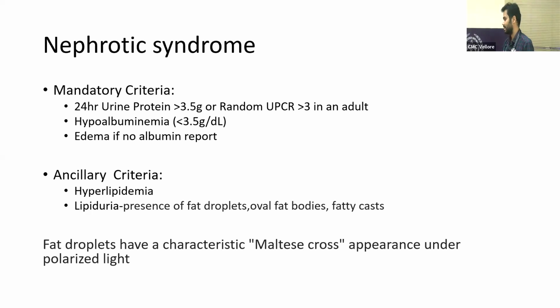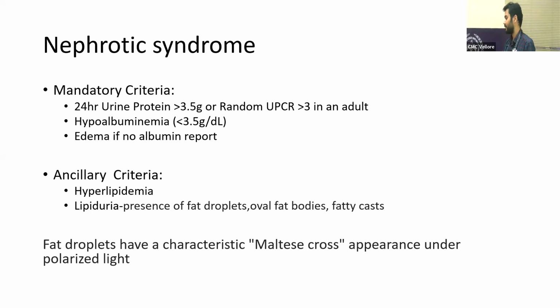gram per deciliter. If the patient is not having this albumin report, edema. Edema is also one of the major criteria for the diagnosis of nephrotic syndrome. Previously hyperlipidemia also was included as a major criteria, but now that is removed actually. It is considered as one of the ancillary criteria, like dyslipidemia or lipiduria can be present.